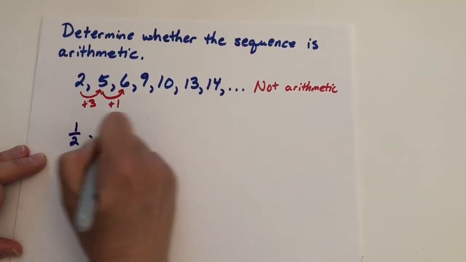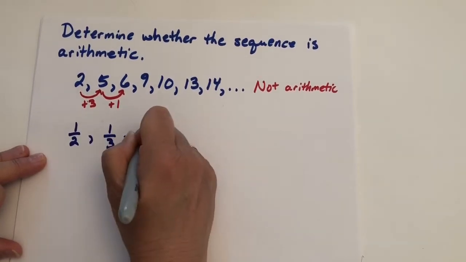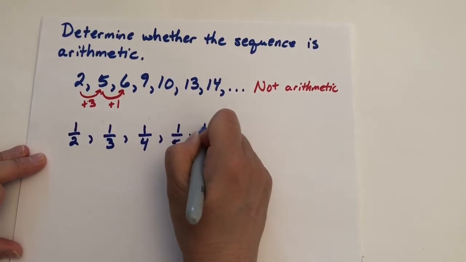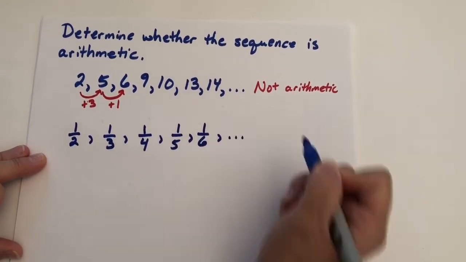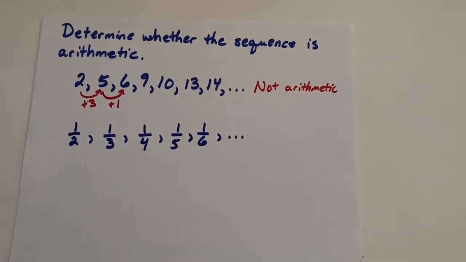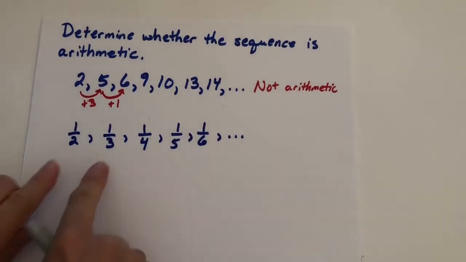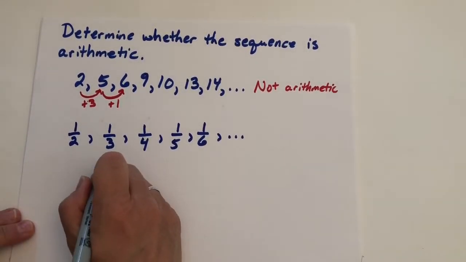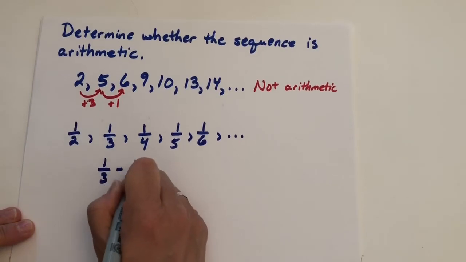1/2, 1/3, 1/4, 1/5, 1/6. It's a nice sequence. But is it arithmetic? So our test is to look for the difference between two consecutive terms. And let me just start with these two. So let's look at 1/3 minus 1/2.